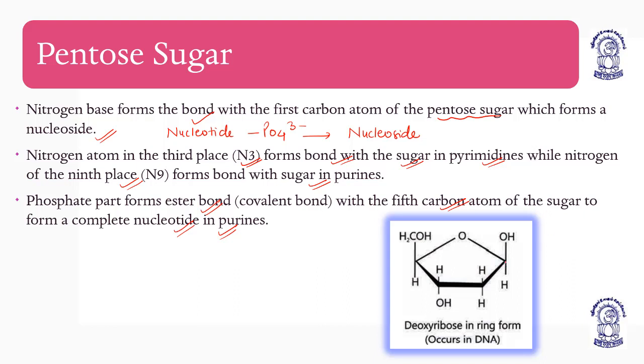So this is the first carbon, you can see the third carbon, and this is the second carbon. In the second carbon you can see the oxygen is absent. That is why it is known as 2-deoxyribose, because the second carbon is not having oxygen.